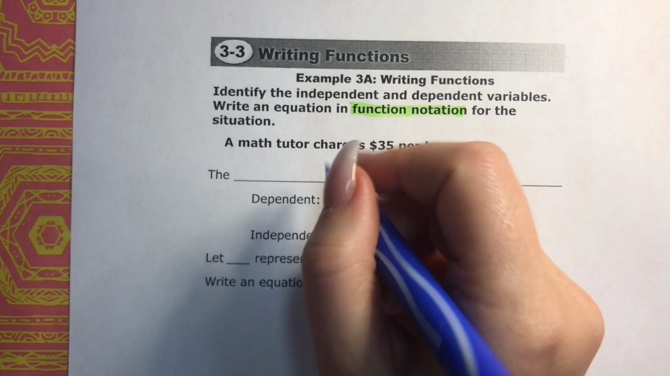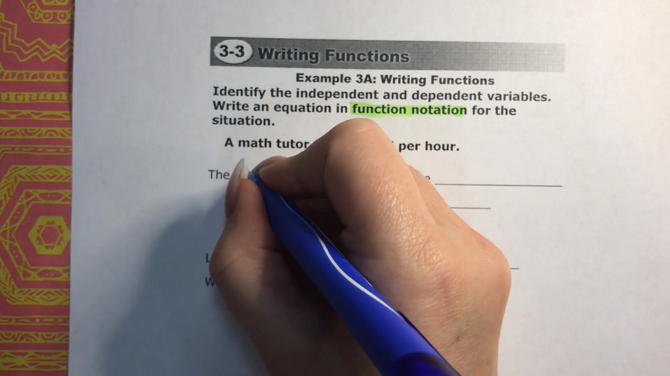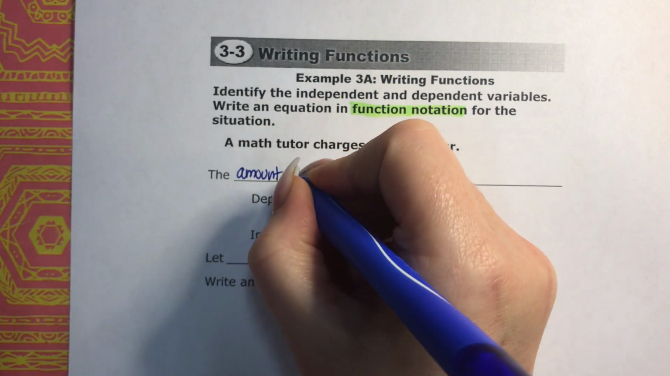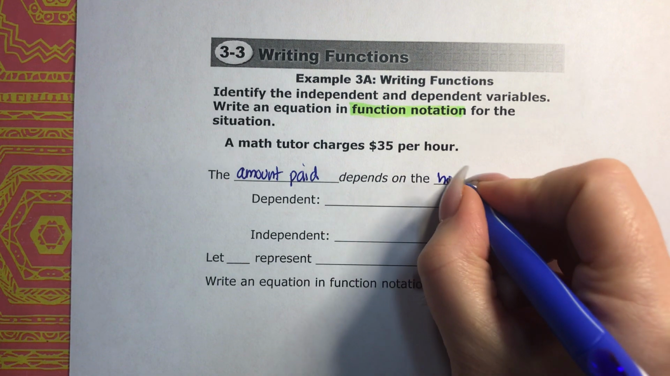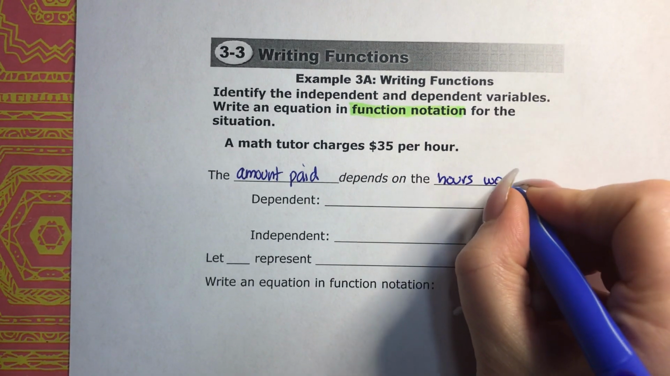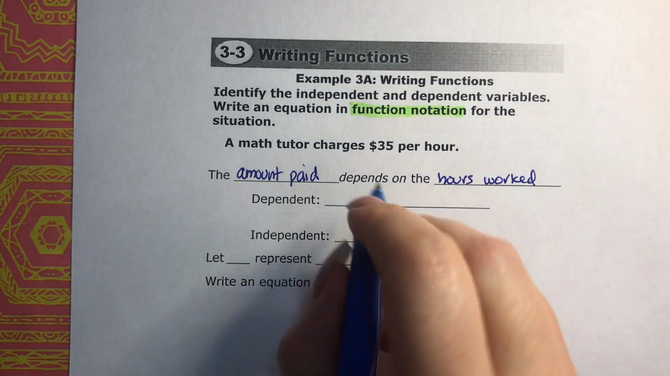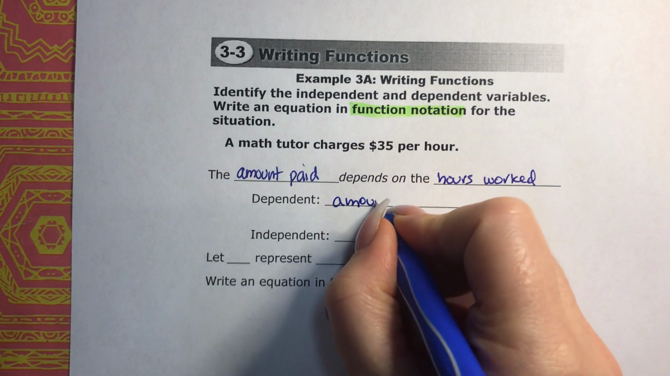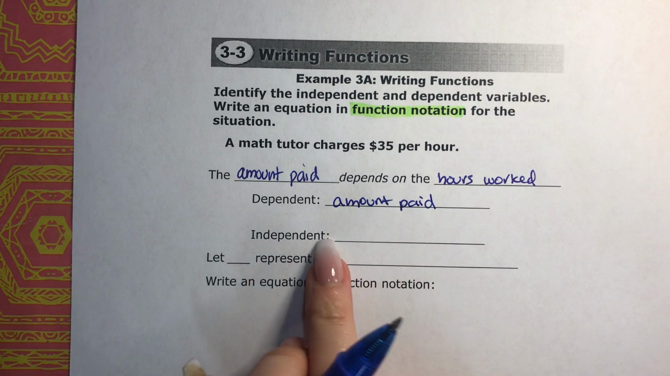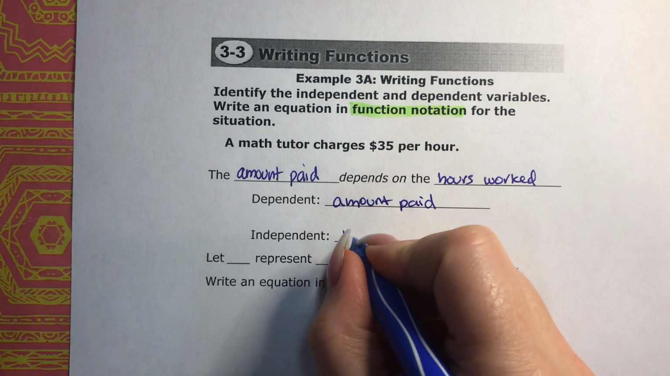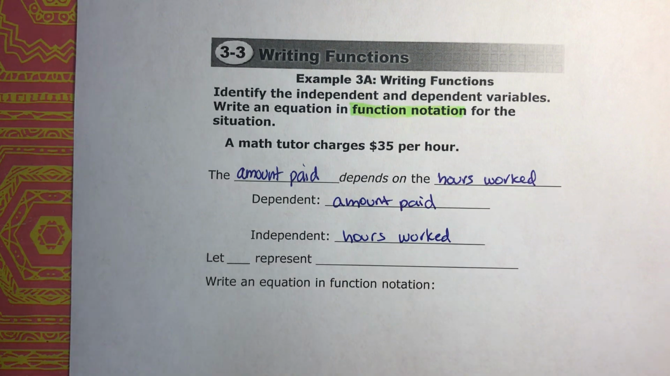So I'll say the amount paid depends on the hours worked. So that means that the amount paid is our dependent variable, and the hours worked would be our independent variable.